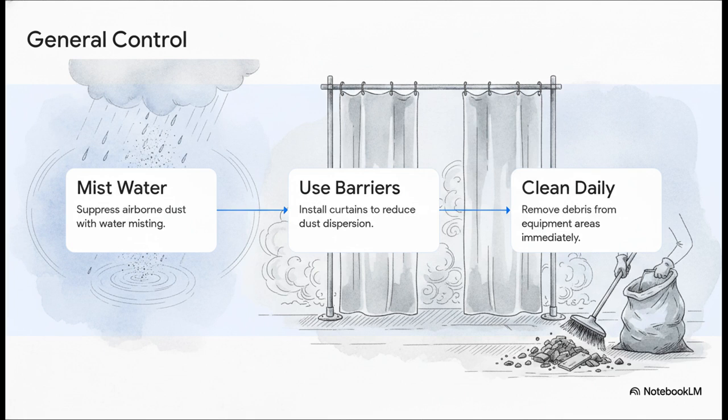Second, install physical barriers or curtains to reduce dispersion. You want to contain the dusty work as much as possible. And third, and this is a relentless one, conduct daily cleaning routines. Remove debris from sensitive equipment areas immediately after work wraps up and dispose of it properly. Otherwise, you're just going to recontaminate the same area tomorrow.